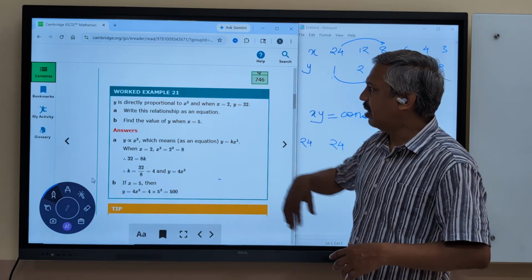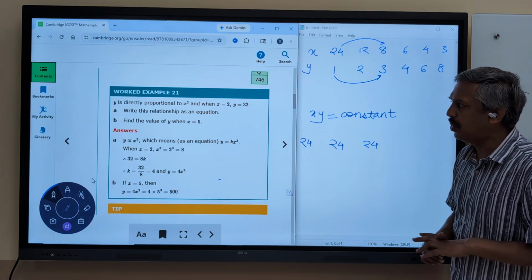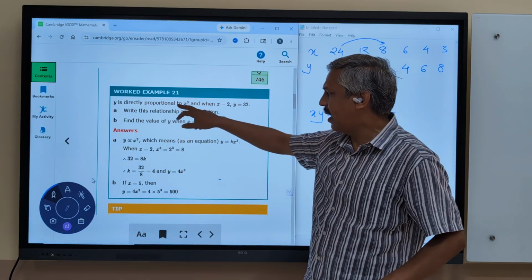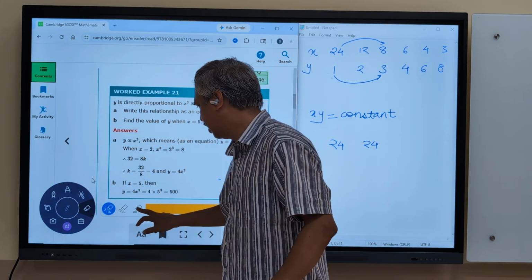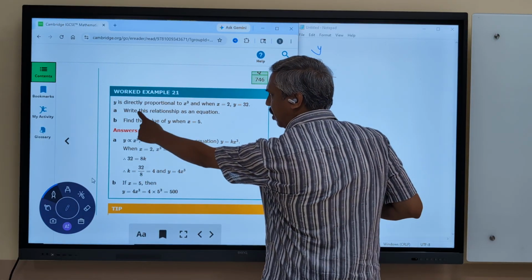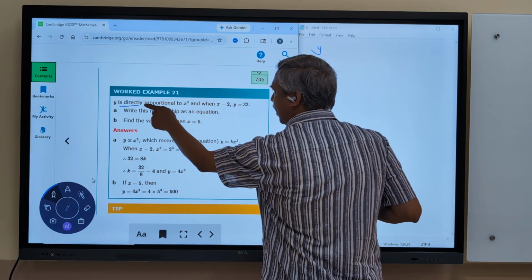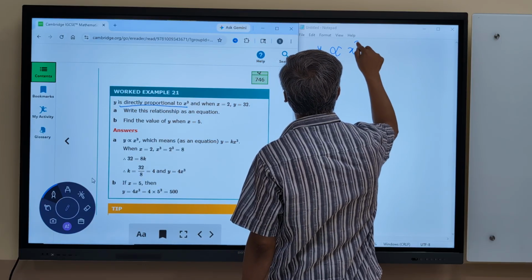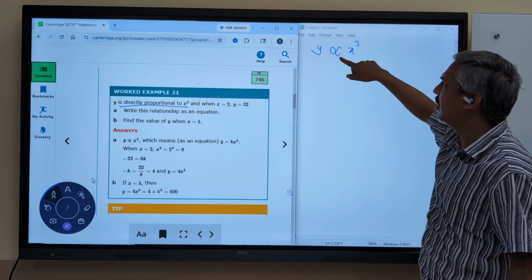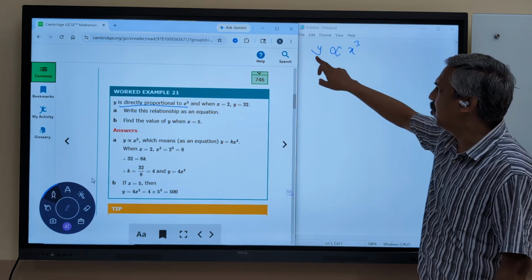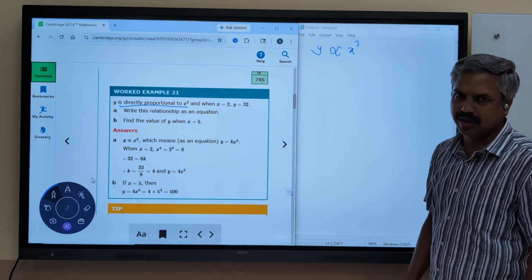Let's see this example. Y is directly proportional to x cubed. Now let's understand this. Y is not directly proportional to x. The problem says that y is directly proportional to x cubed. This line can be symbolically written using this alpha-like symbol, which is the symbol for direct proportion. So y is directly proportional to x cubed.